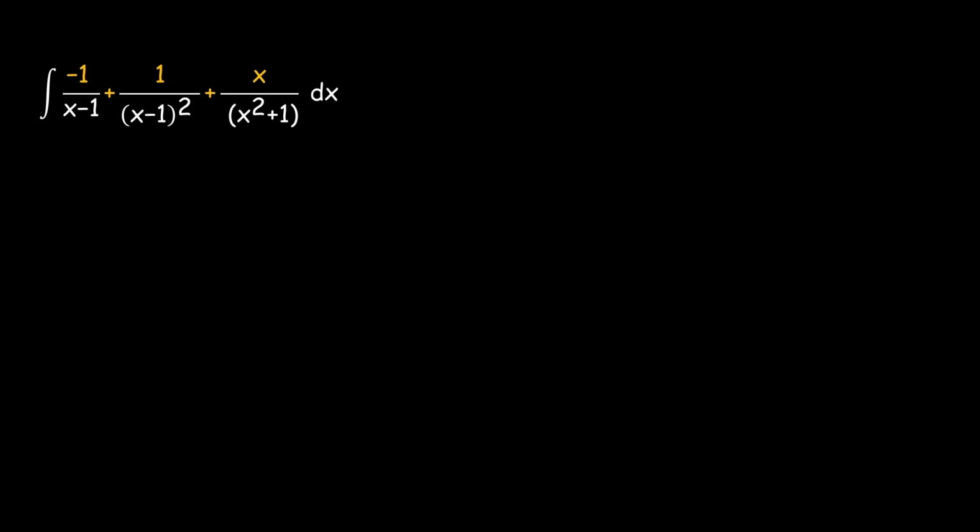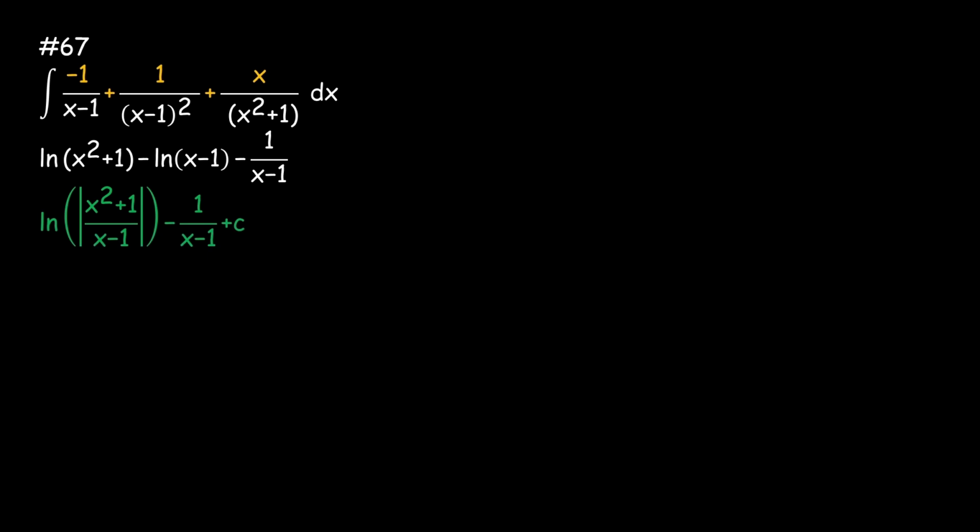When we integrate this, we should have negative ln of x minus 1, minus 1 over x minus 1, plus ln of x squared plus 1. Use the rule of logarithms. Then you simplify, you should get your final answer, which is natural log of x squared plus 1 over x minus 1, minus 1 over x minus 1, plus c. Wow, that is a mouthful.